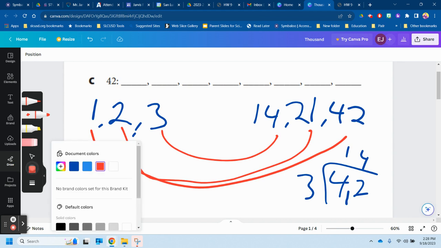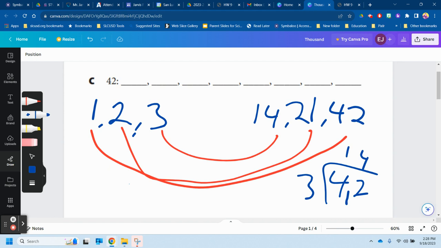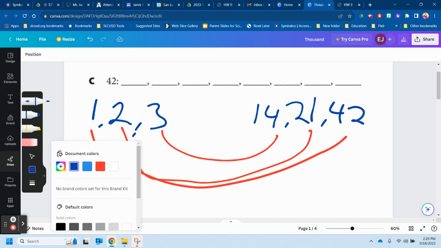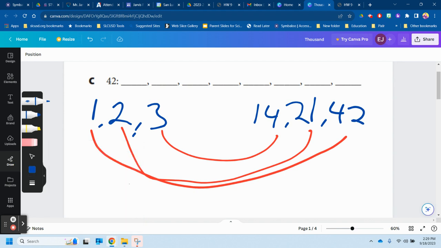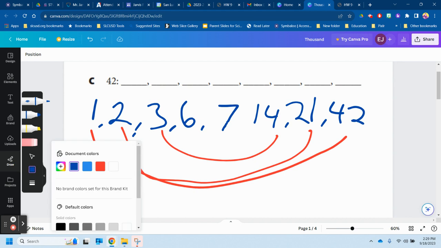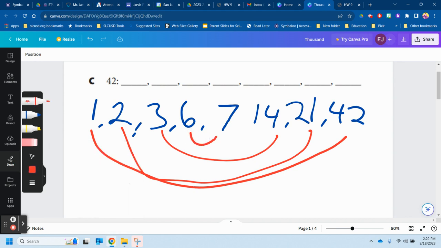Okay, let's go back to my blue. Next I'm going to ask, is 42 divisible by 4? And I can try it out. I'll give you a little clue, it's not. And how about 5? 42 is not divisible by 5. But what I do know, and knowing your multiplication times tables helps, I do know that 6 times 7 is 42. So now that I've hit this median part of the rainbow, I know I'm done. So the factors of 42 are 1, 2, 3, 6, 7, 14, 21, and 42.